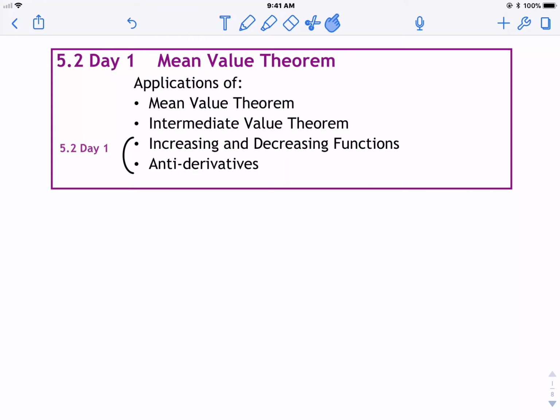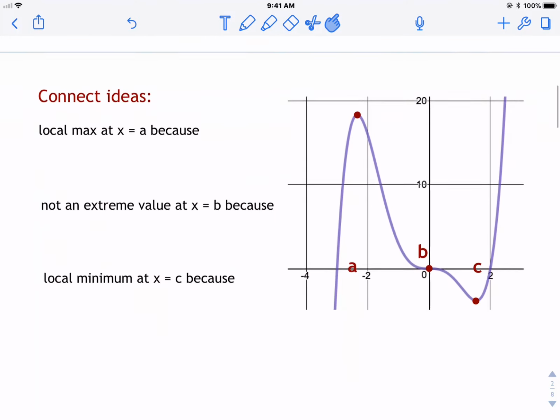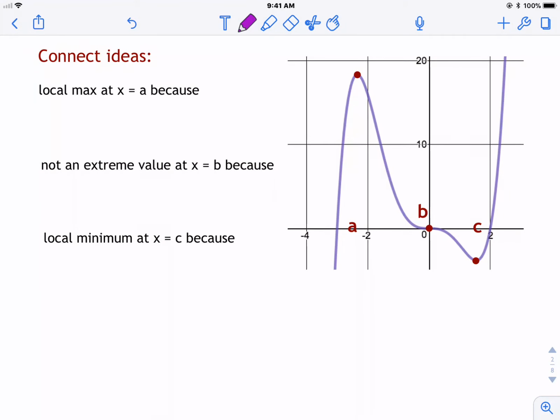So as we look through what we're going to be working on, we need to connect some ideas that we've had from 5.1. In 5.1, if we were looking exclusively at a graph, and we could use the graph as our reasons for things, then we could say that at A, there was a local maximum. And if we were just allowed to look at the graph, we would say that because on the graph, we can see that f is increasing before we get to a, and it's decreasing afterwards.